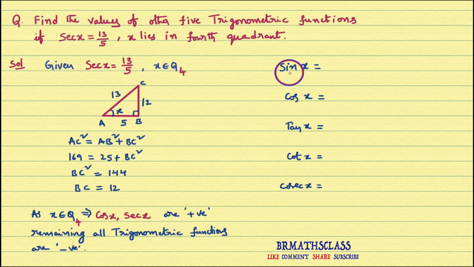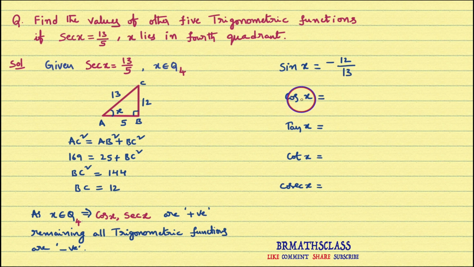Okay, first I'll write sin x. Sin x is defined as opposite side by hypotenuse. The opposite side is 12, divided by the hypotenuse, which is 13. It's time to write the sign. X lies in the fourth quadrant. In the fourth quadrant, only cos x and secant x are positive. The remaining trigonometric functions are negative. So is sin x positive or negative? Sin x is negative.